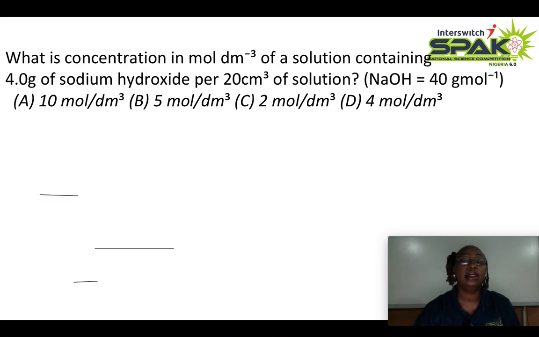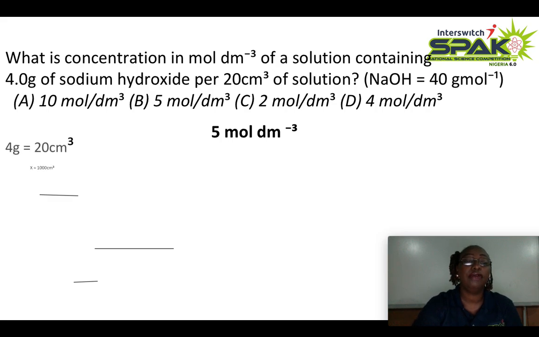And our answer is 5 mole per dm cube. That is our answer. Now, how did we get this? Let's see how this is done. So we have 4 grams in 20 centimeter cube.